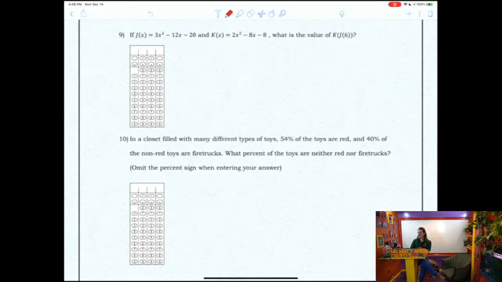Question number 10 asks, in a closet filled with many different types of toys, 54% of the toys are red, and 40% of the non-red toys are fire trucks. What percent of the toys are neither red nor fire trucks? That's interesting. I guess they're not red fire trucks. It's a different color fire truck.